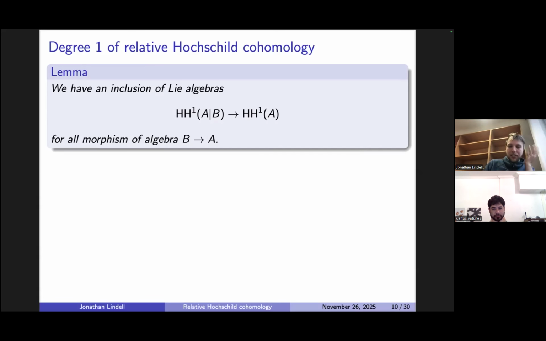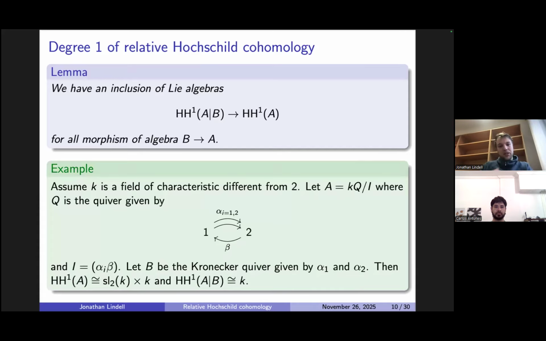So let's look at an example of how the relative Hochschild cohomology behaves compared to the normal Hochschild cohomology. Assume now that K is a field of characteristic different from 2, and we let A be the path algebra of the quiver where we have the Kronecker quiver at the top, and then beta going in the other direction. Then we quotient out by the ideal given by first going along beta, and then either alpha 1 or alpha 2 is 0. So we let A be this algebra, and we take B to be just the Kronecker part. This is a subalgebra of A.